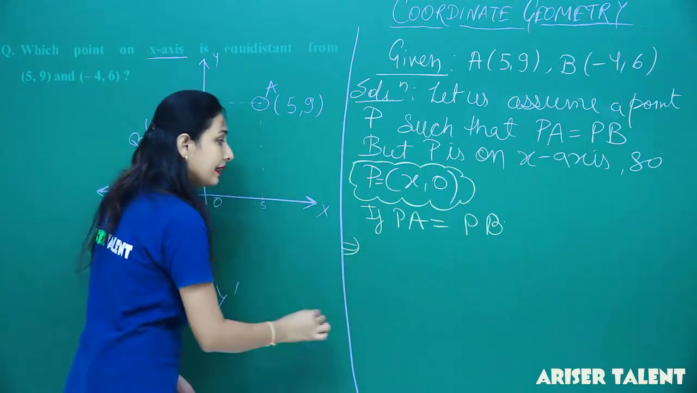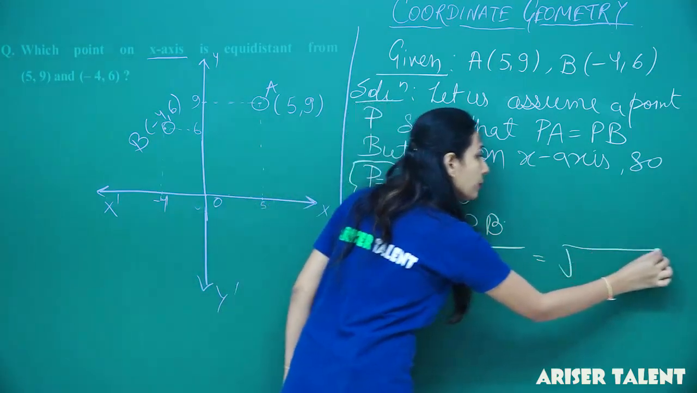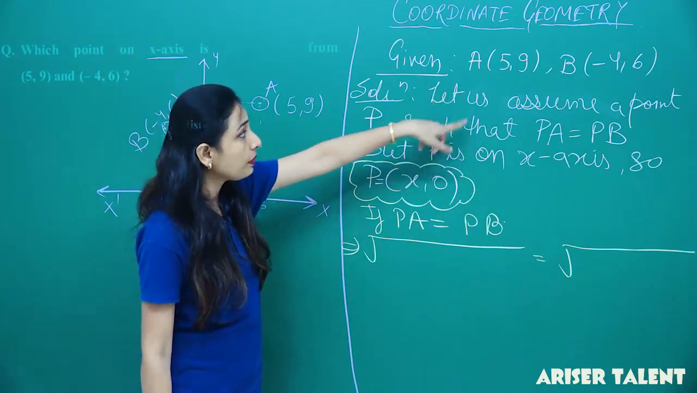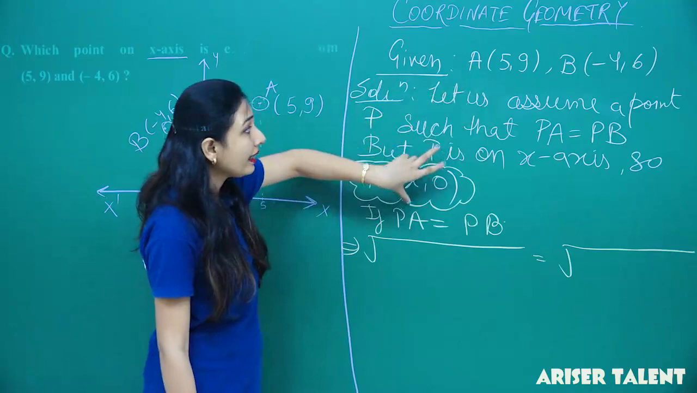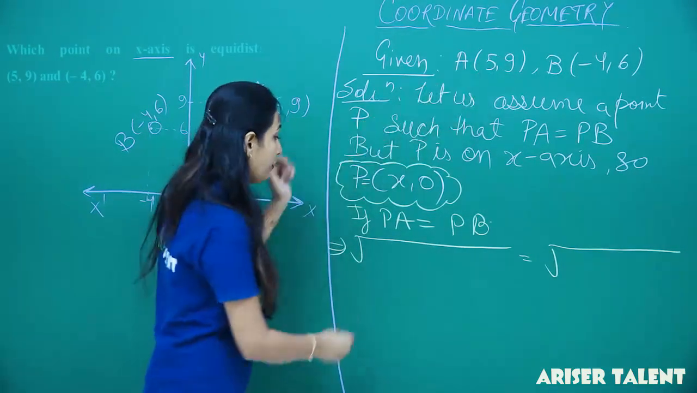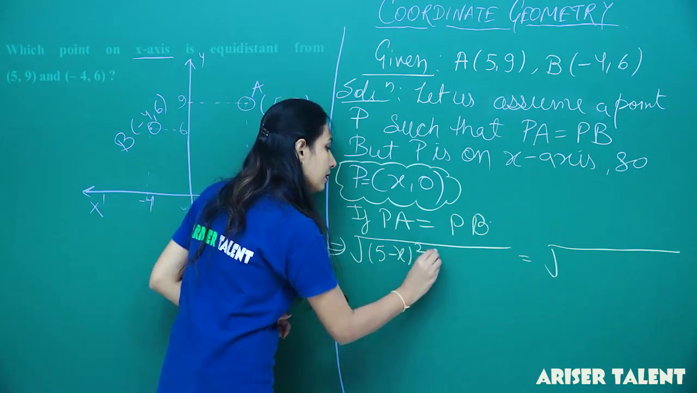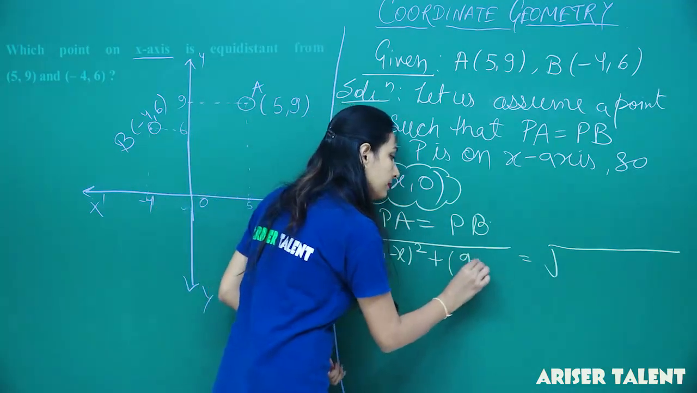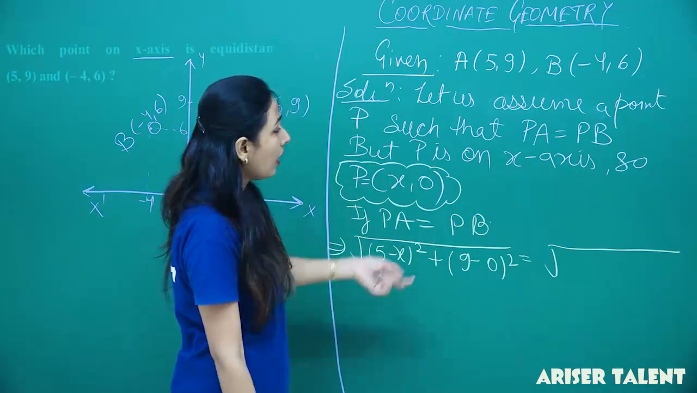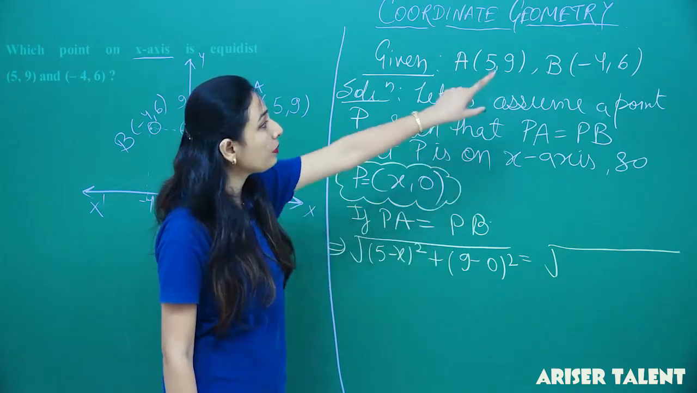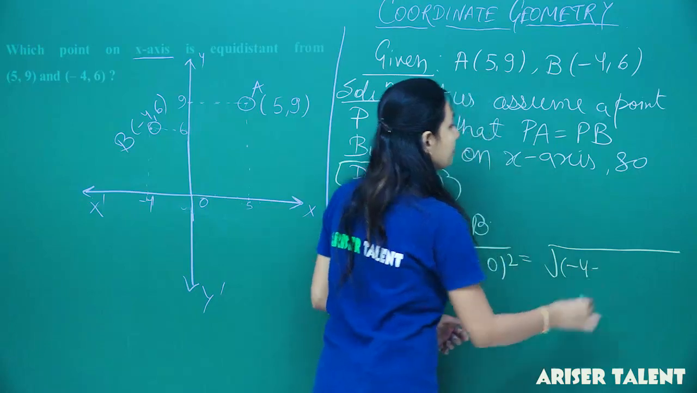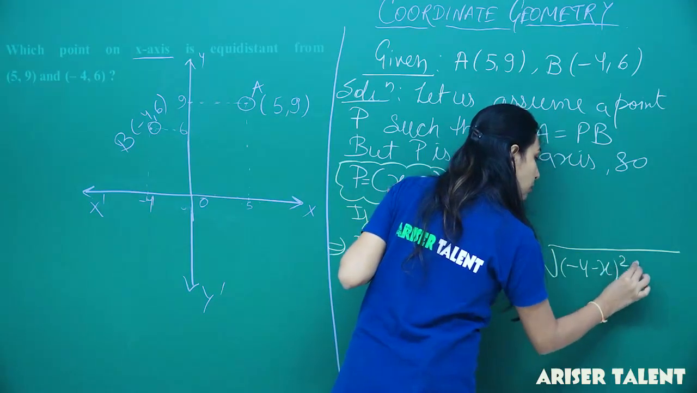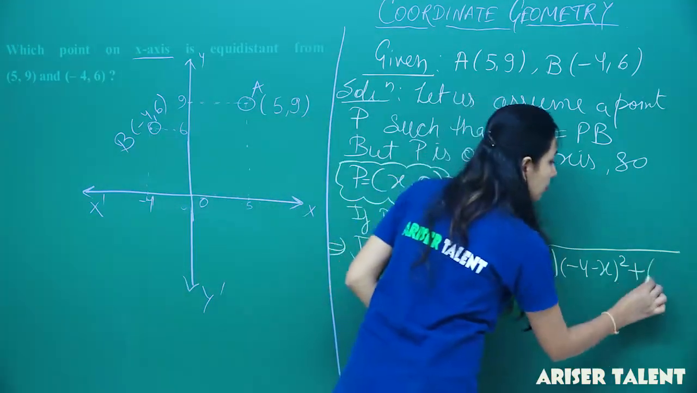this implies that, now you know what I am going to write here. The distance of P to A and P to B. So, if I talk about P to A, so x and 0 and 5 and 9. So, (5 minus x) square plus (9 minus what? Y is 0. So, 9 minus 0) square. Now, this was PA, now PB. So, (minus 4 minus x) square plus (6 minus 0).